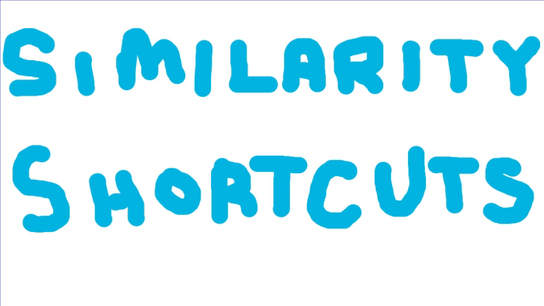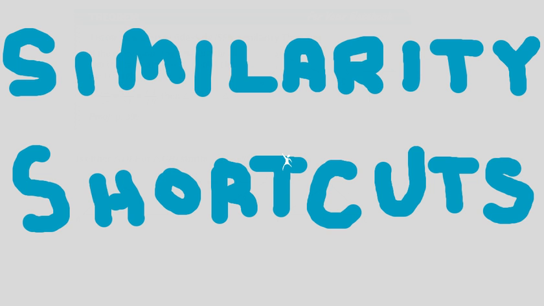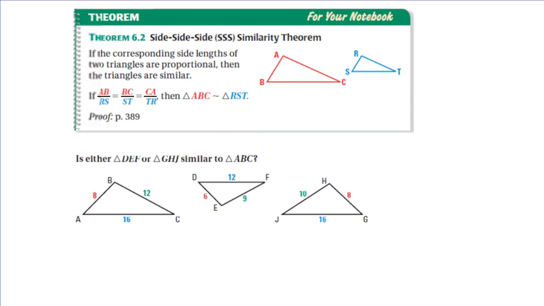First we said all three angles had to be congruent and the sides had to be proportional. Well, now we're going to look at some shortcuts for similarity, and they should look very, very familiar. So let's get ahead and start looking at these first couple shortcuts that we're going to be dealing with. First one is called the side-side-side similarity theorem.